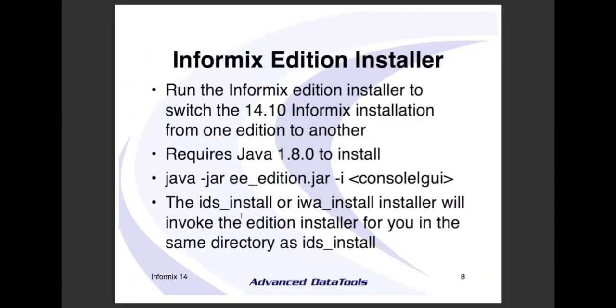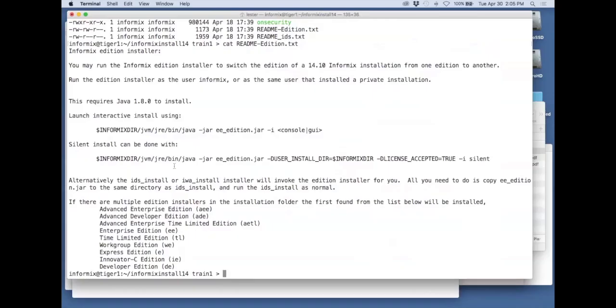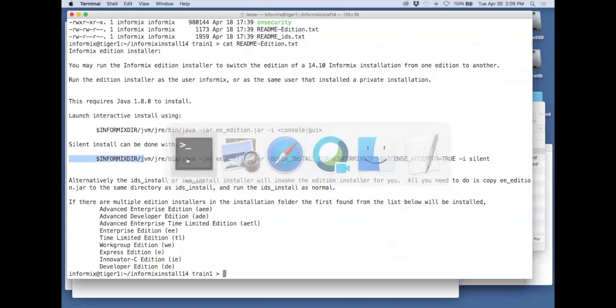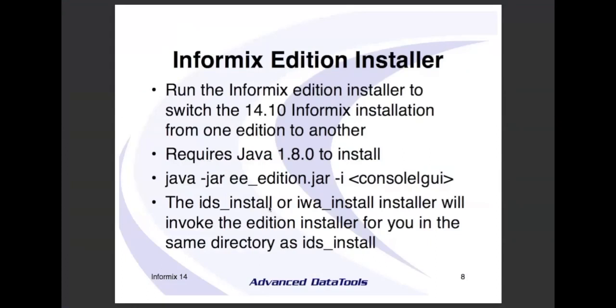So you can also use the jar file to switch from one edition to another. You do have to have Java 1.8 someplace. It does not have to be in INFORMIXDIR like this example is. As long as you have Java, you can run it that way. Or you can run ids_install or iwa_install, and that will invoke the installer for you.